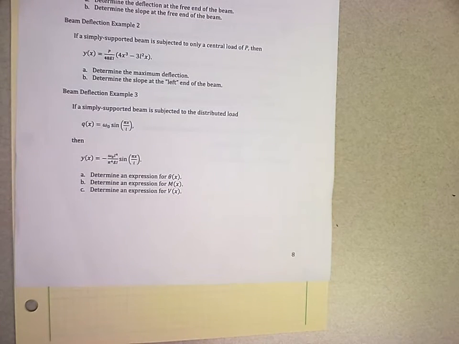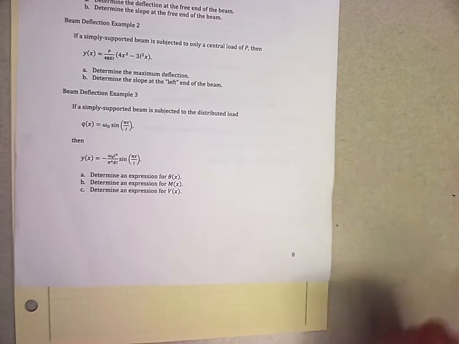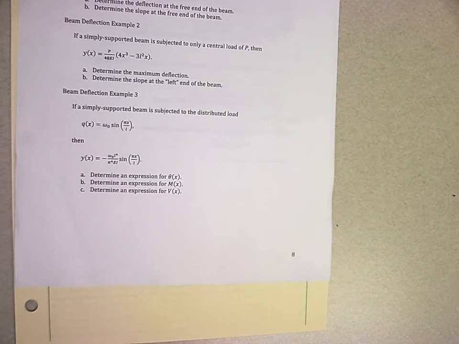This beam deflection example says we have a simply supported beam that is subjected to a distributed load. q of x is omega naught sine of pi times x divided by L. They've already derived the expression to get us to that, so when that's true, the deflection y follows that function there. I'm not even going to repeat it, but you can see it there on the screen.